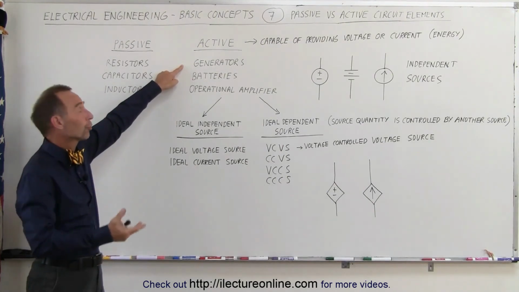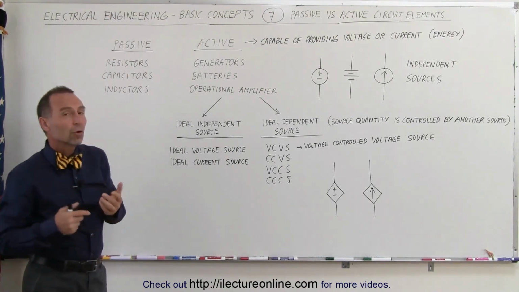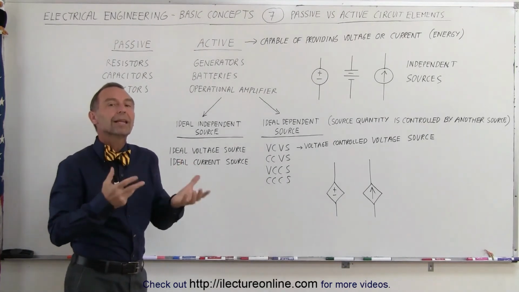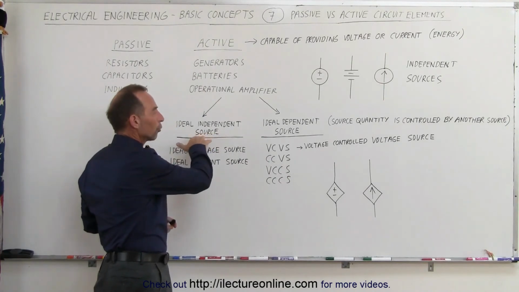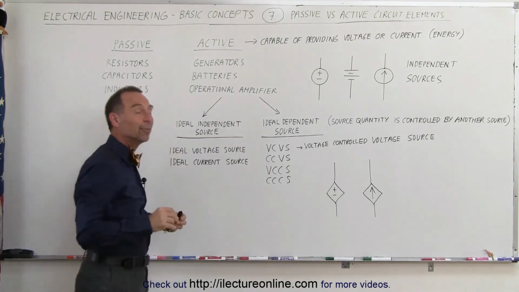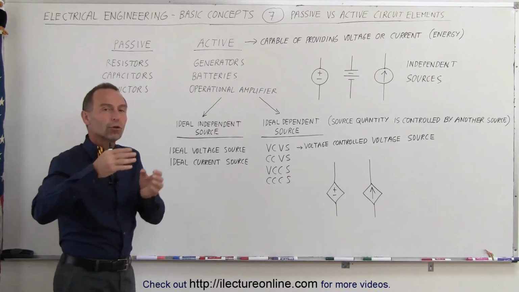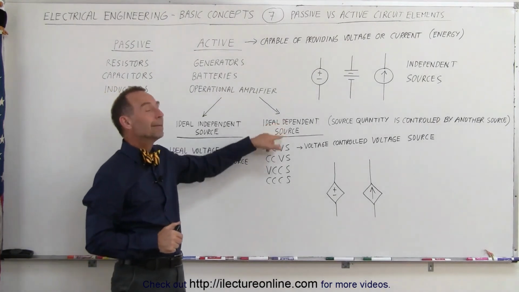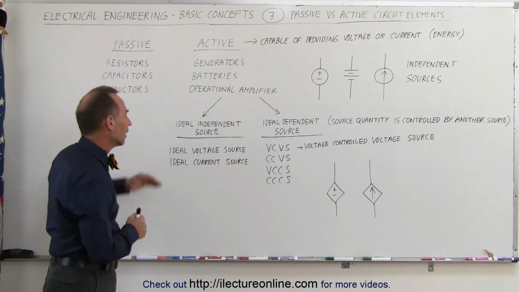Generators can produce a voltage or a current, so can batteries, so can operational amplifiers. When we have a voltage source or a current source that is independent of anything else, we call them independent sources, or voltage sources or current sources. If we have sources that are dependent upon other sources to put in a certain amount of current or to apply a certain amount of voltage, we call them dependent sources. All of them, of course, are active sources.